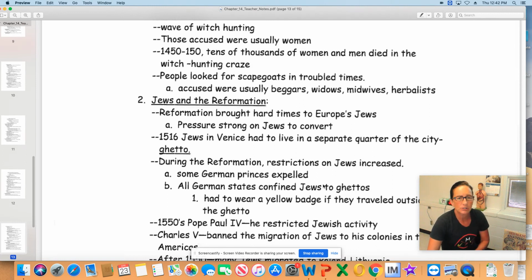Jews in the Reformation. The Reformation brought hard times to Europe's Jews. Pressure was strong on Jews to convert to Christianity.